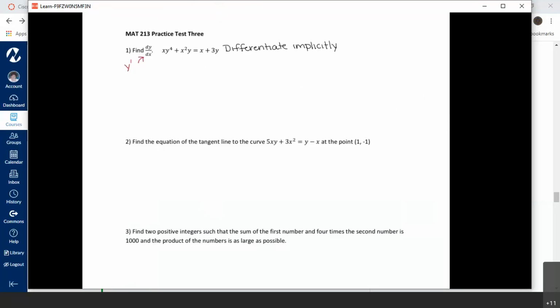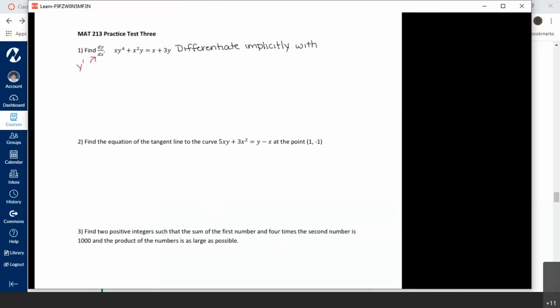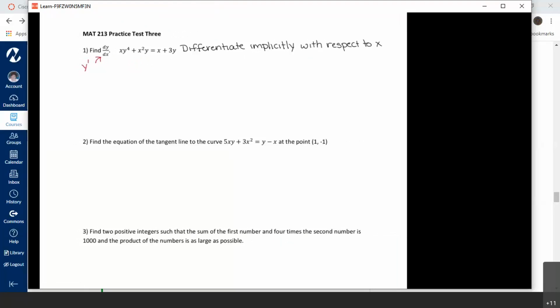With respect to x. How do I know it's with respect to x? Because dx is on the bottom of this differential. I'm differentiating as if x is my independent variable, which it is. So what does that mean? Whenever you see an x, you can differentiate it normally, but whenever you see a y, you treat y as a function of x, like a composition, and you use the chain rule.